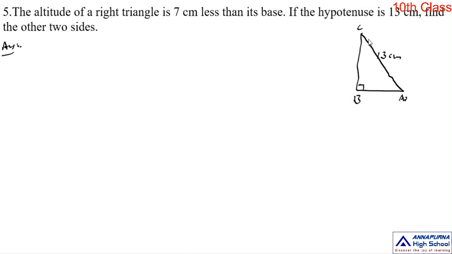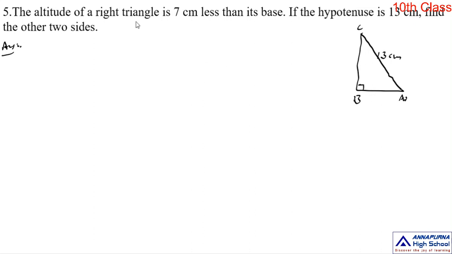BC is the altitude. In a right angle triangle, two sides act as base and its corresponding altitude. If AB we treat as base, then its corresponding altitude is BC. So if BC is the base, then its corresponding altitude is AB. This is only in a right angle triangle.